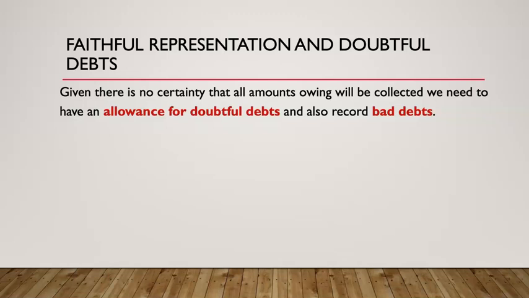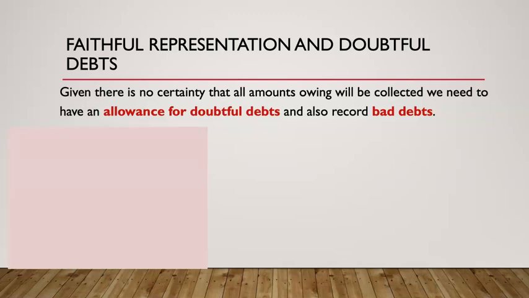Given what we need to understand when we're talking about doubtful debts, there is no certainty that all the amounts owing from our sales, so our accounts receivable, will be collected. Because of this, we need to do two things. We need to make a prediction or have an allowance for doubtful debts, and we'll go through what that is in a second. And we also then need to record bad debts. So we need to understand what these two terms mean and know how to record these using our accounting process in Year 12 accounting of general journals and general ledgers.